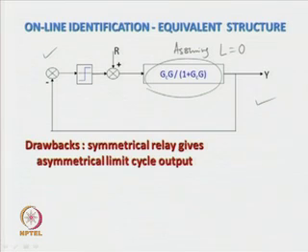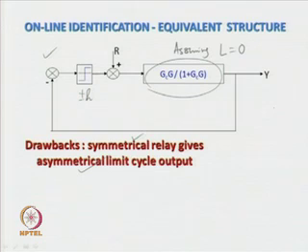What is the drawback of this scheme? The major drawback of this scheme is that a symmetrical relay results in an asymmetrical limit cycle output. Although we will have one symmetrical relay with amplitudes, say, plus minus h, the output of the closed loop relay control system may not be symmetrical. So, the output could be like this. We call this output an asymmetrical limit cycle output.